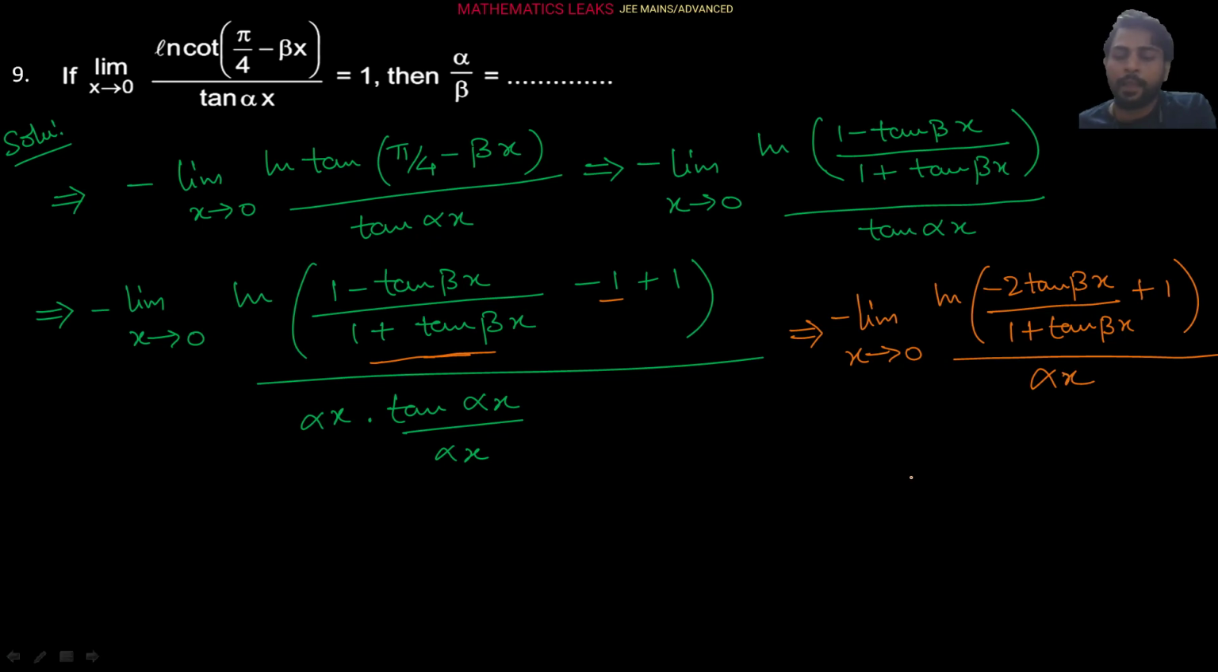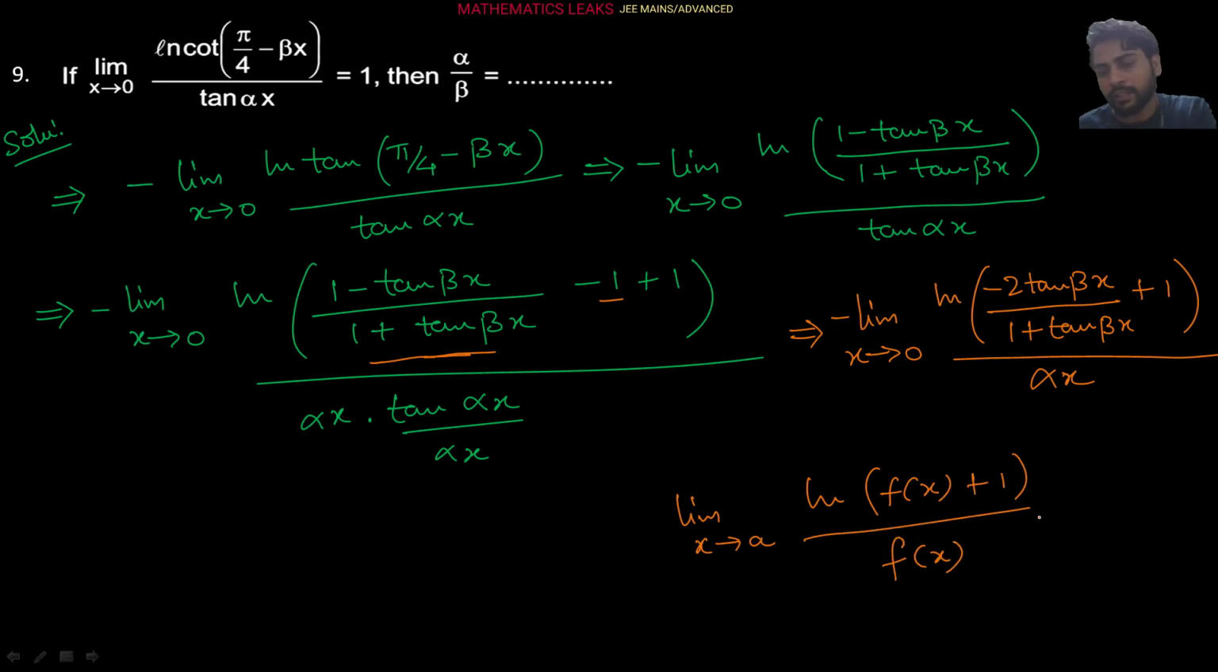Now one frequently used limit is the limit x tends to a, ln of f(x) plus 1 upon f(x), that becomes 1 if x tends to a, f(x) is tending towards 0, everybody, right? So x is tending towards 0, so this part is becoming 0, correct? This will be 0, so this overall will be 0. Tangent of beta x, since x is 0, is tangent of 0, which is 0 only, so this overall part is 0. So if you treat this as f(x), then f(x) plus 1 is written.